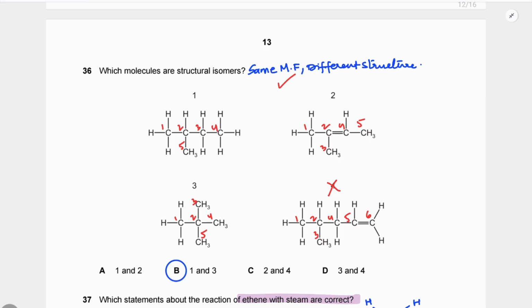Now, out of these 3, we must know that the molecular formula and also the functional groups must be the same. As you can see here, it's showing a double bond, right? So a double bond is there, so obviously it's not going to have the same molecular formula. So option number 2 also gets eliminated. So the correct answer is 1 and 3. And if you count the hydrogen atoms, they will also be the same for 1 and 3. So the correct answer is B.